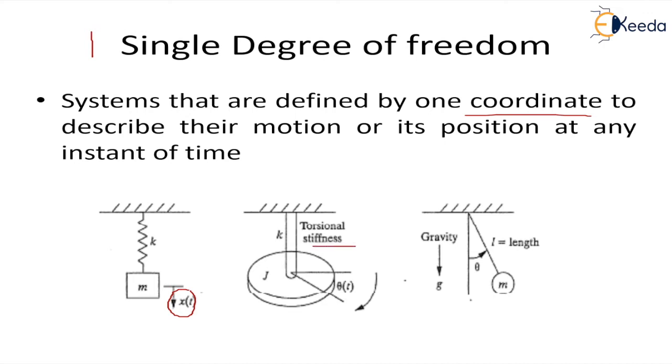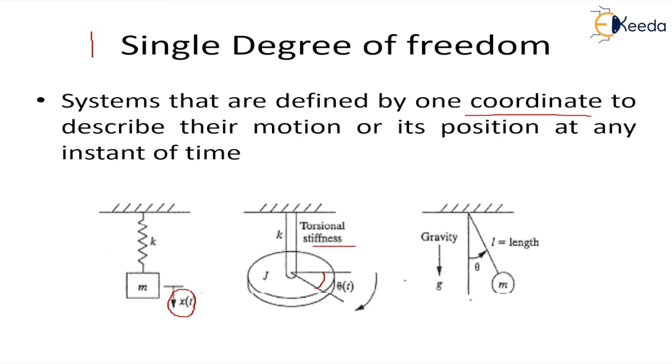The second one is the torsional system. In this we have a bar which has a heavy disc attached at its end. So to describe its motion we need one coordinate, that is theta, and it is an independent coordinate.